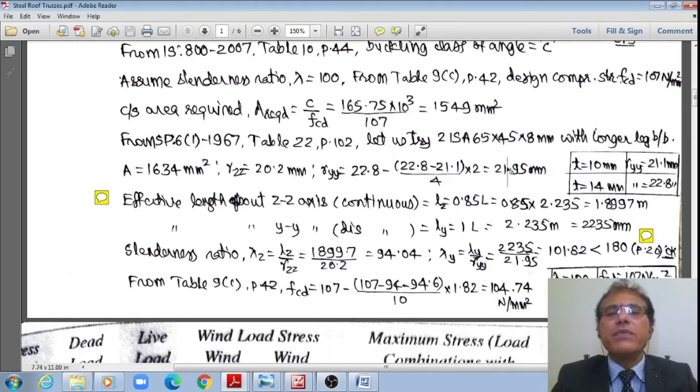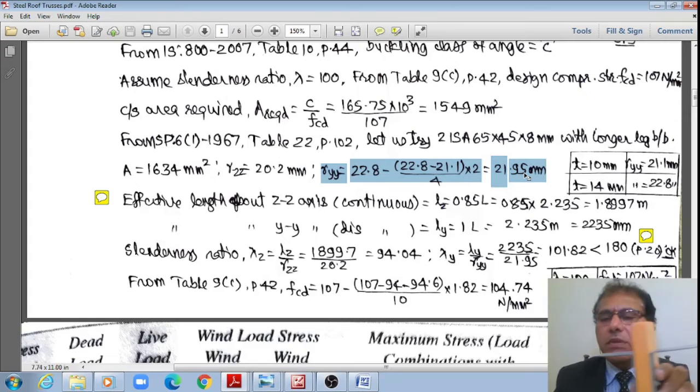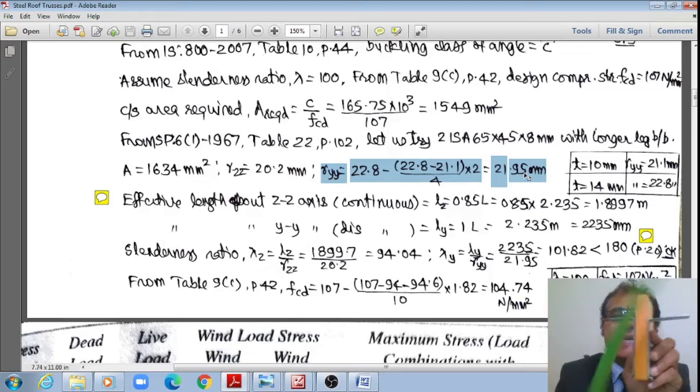Therefore, out of these two, you can see that the RZZ is the minimum value compared to RYY. Because we have put the angles back to back on a gusset plate, obviously RYY is greater than that of the RXX about the major axis. This is the XX axis, this is the YY axis, or this is the ZZ axis as per the new code, right? Therefore, that will govern the design.